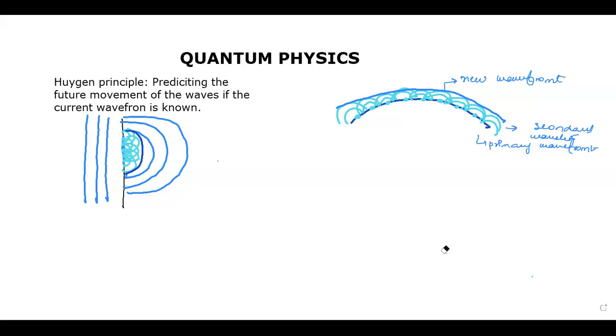And if we plot it on a graph or on paper and consider superposition, we can actually predict where the new wavefront will be and exactly how the wave is going to move. So that is what Huygens principle actually is. That is basically all there is to Huygens principle.